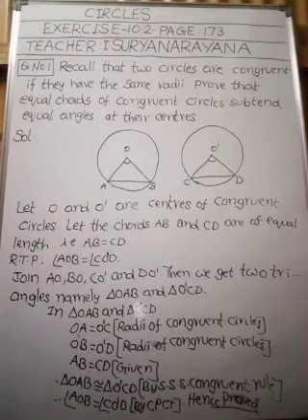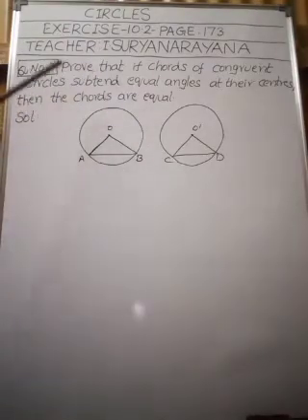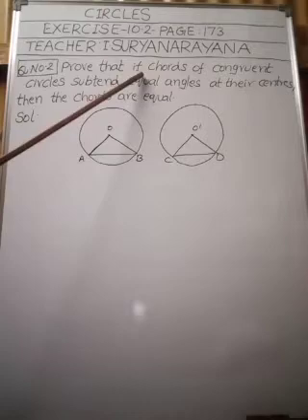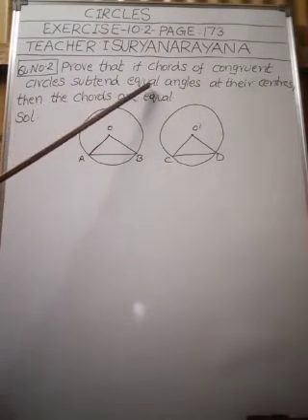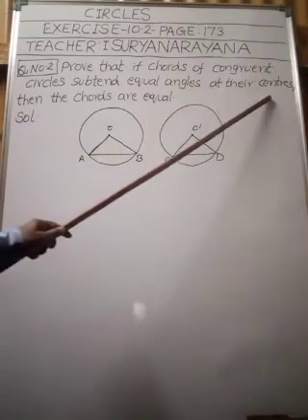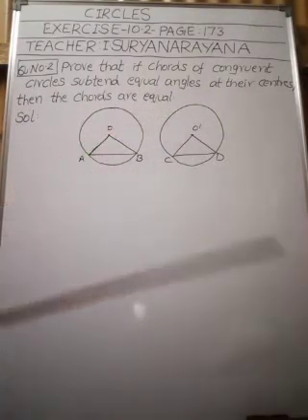Understood this point, my children? Understood this step? Right. Now come to question number 2. Prove that if chords of congruent circles subtend equal angles at their centers, then the chords are equal. Understood this point, my children?